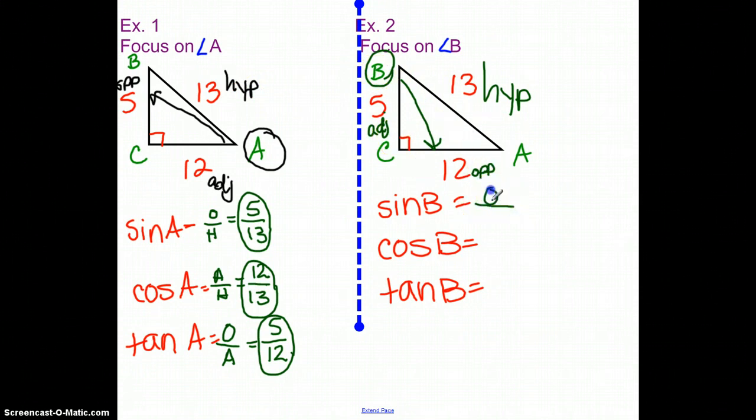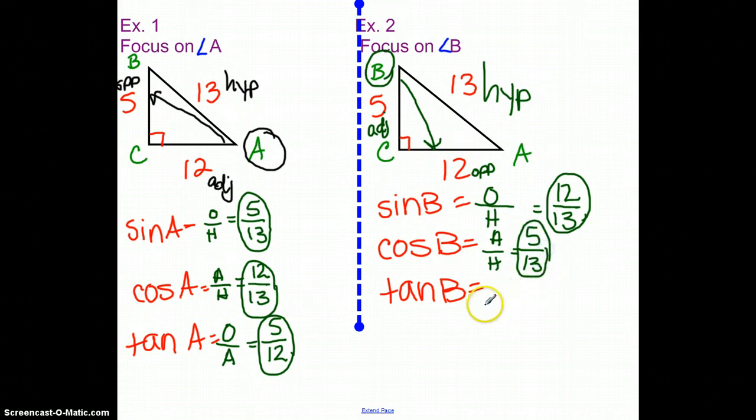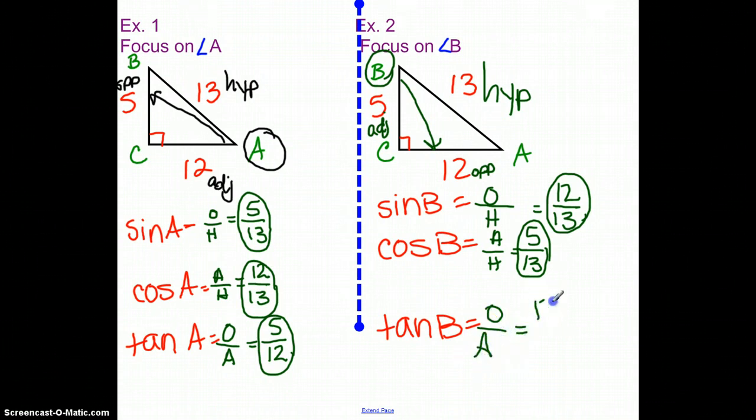So sine of B is opposite over hypotenuse. So opposite would be 12, hypotenuse is 13. And that's it. Cosine is adjacent over hypotenuse. So adjacent is 5, hypotenuse is 13. To do the tangent is going to be opposite over adjacent. Opposite is 12 and adjacent is 5.